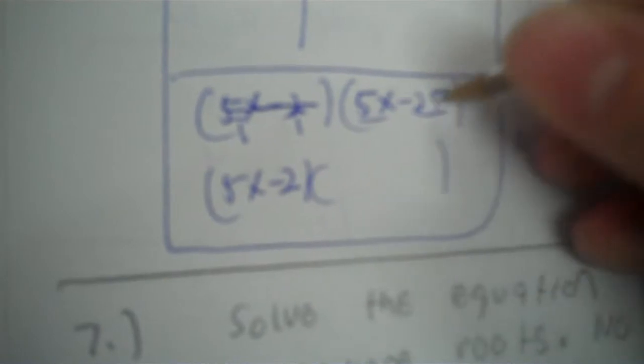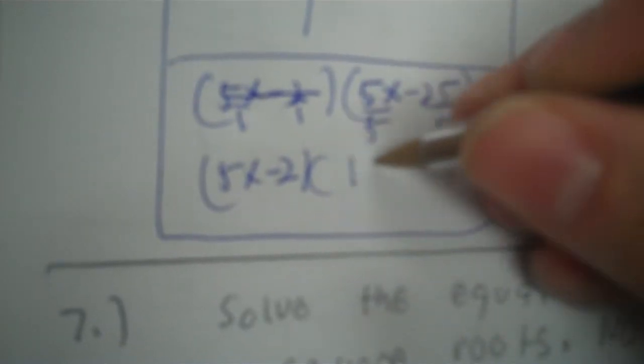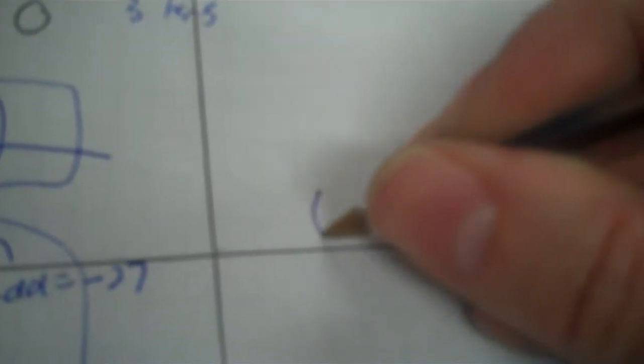5 and 20, you can divide them by 1. 5 and 25 are both divisible by 5, so that's going to become 1x minus 5. Now 5x times 1x is 5x squared. Negative 2 times negative 5 is positive 10. And if you FOILed the rest of it, you would end up with the negative 27x. Okay, now it's correct.